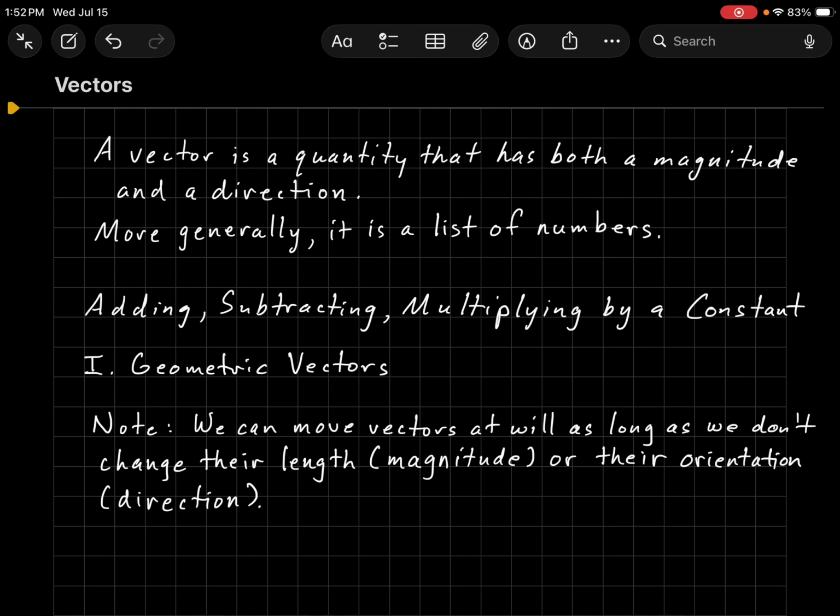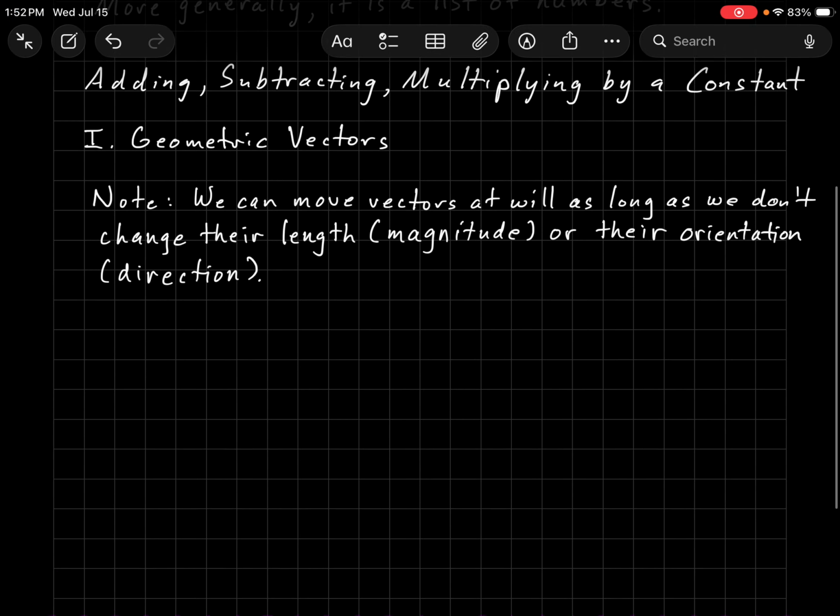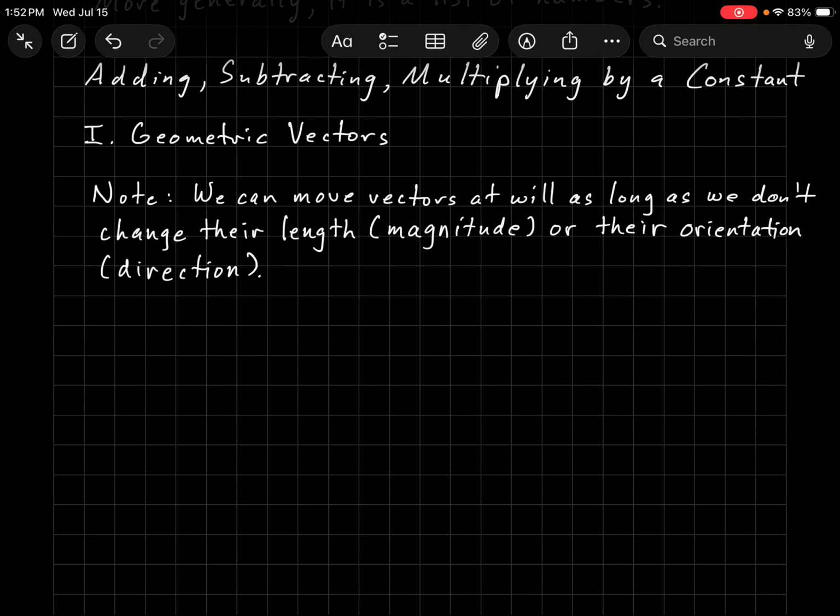One note that's important, unless there's something in the problem that says that you can't do this, in general, we can move vectors at will as long as we don't change their length, their magnitude, or their orientation, their direction. For example, consider the vectors A and B. And in books, vectors are often bold, but since I can't draw bold, old school is to put a little semi-arrow on top of the vector.